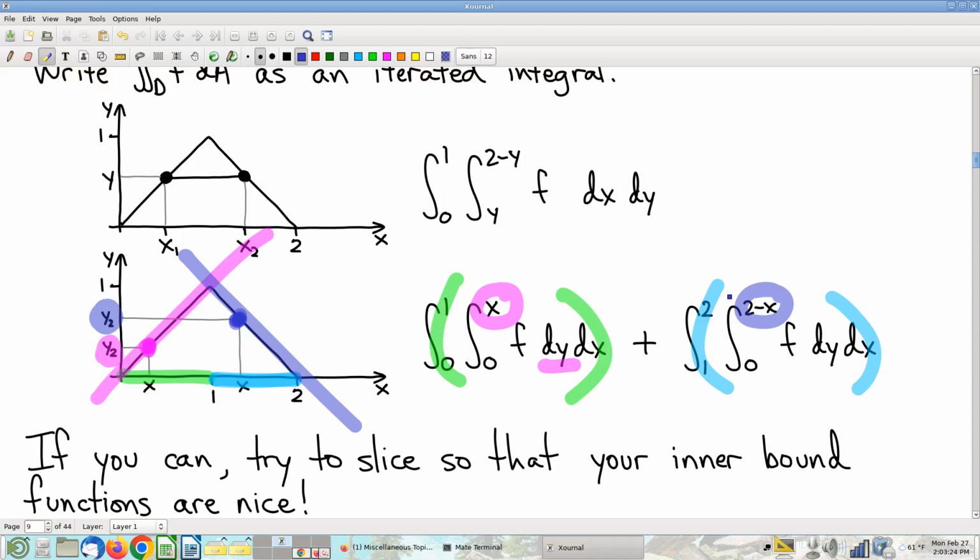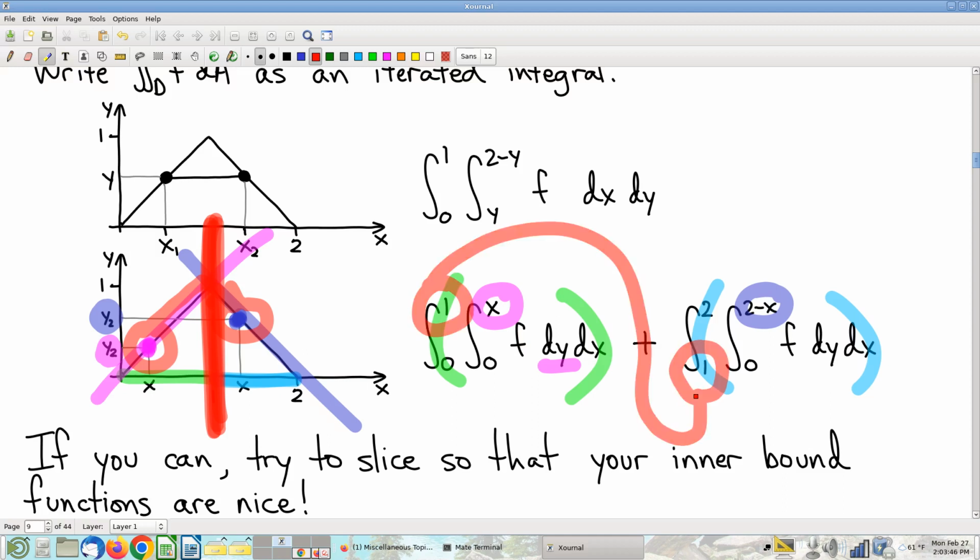So because our upper bound point, you might say, kind of jumped from this curve to the other curve, and because that jump happened at this corner where x is equal to 1, I have to stop this integral there and start a new integral at that same point. Right. So this is awkward, right? Pretty undesirable answer to have to deal with.